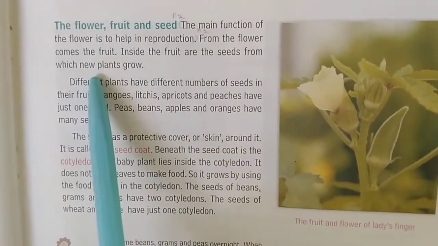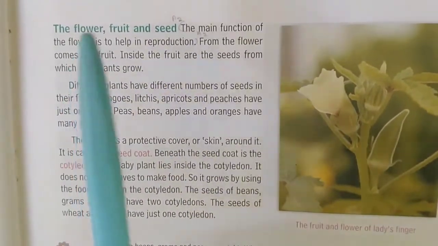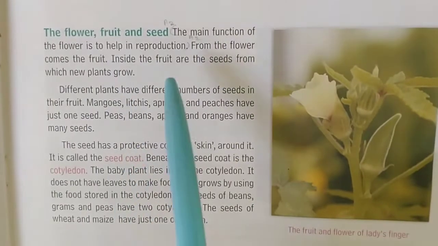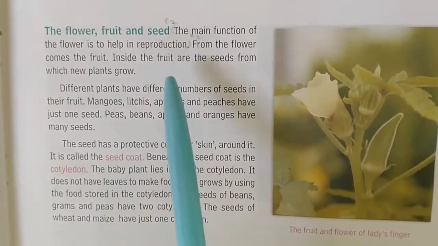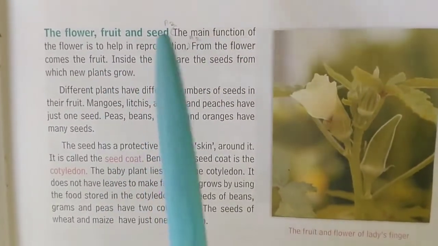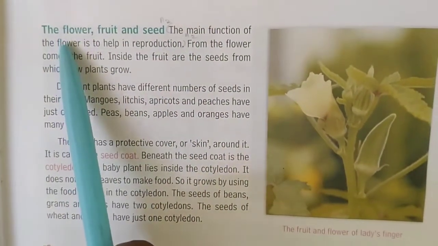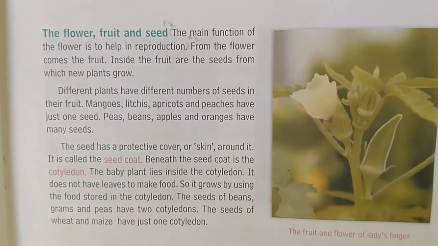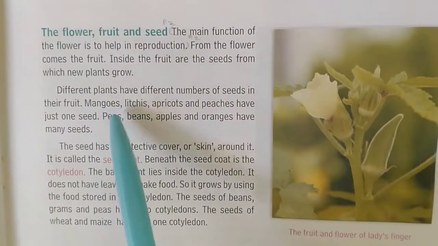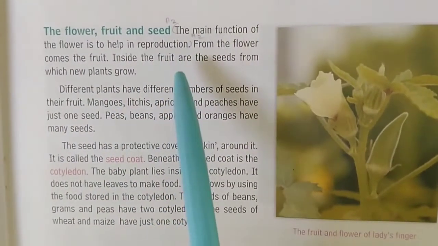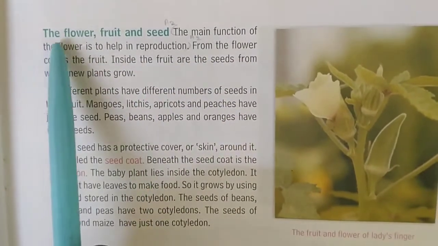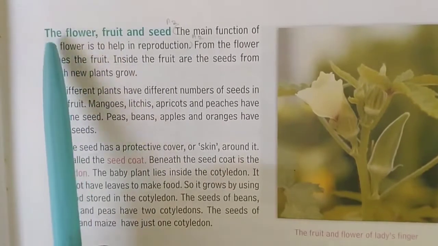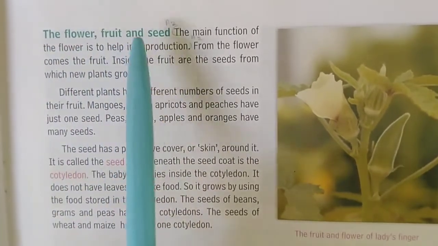So in the previous class we have discussed parts of plants, stem, functions of stem, root and their functions, leaf and their functions. Today we are going to discuss the flower, fruit and seeds, types of plants, climbers, creepers, perennials, all these things. So today now we'll go inside the chapter. The flower, fruit and seed.